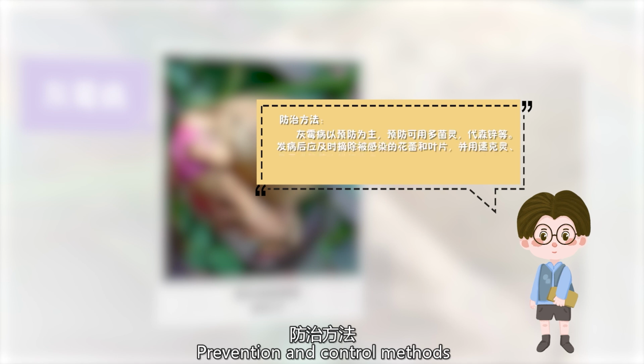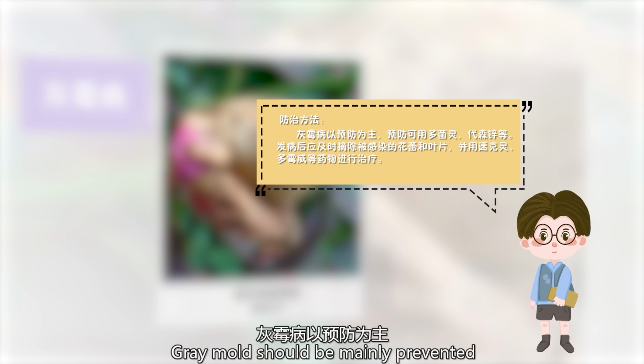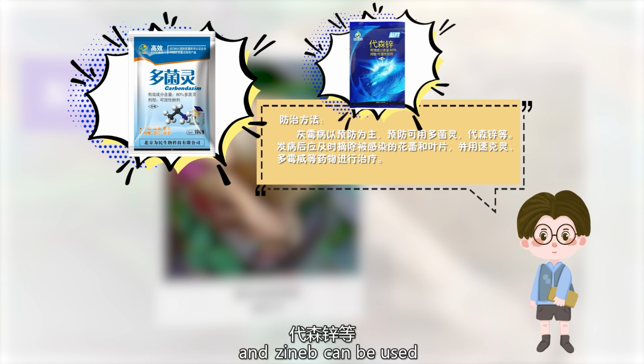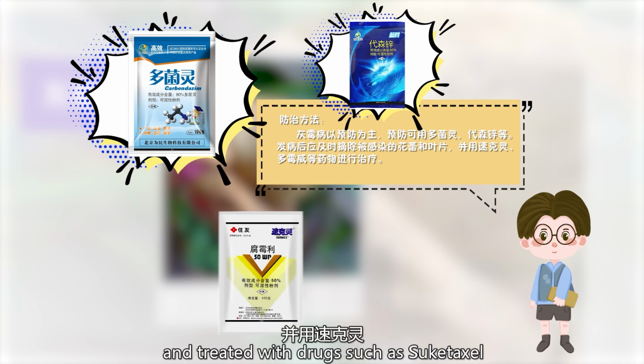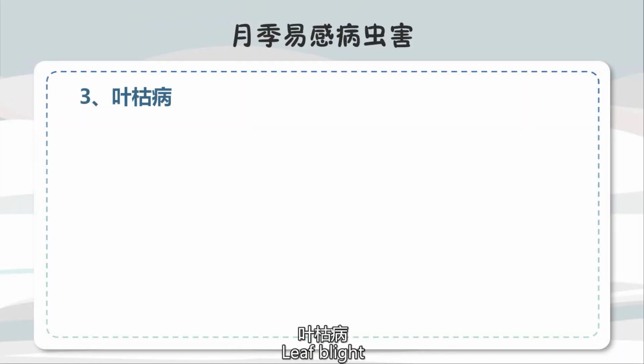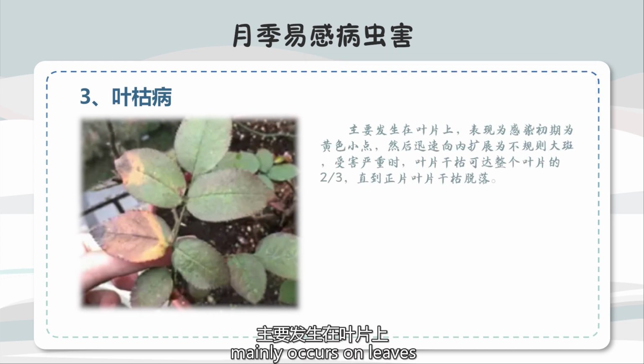Prevention and control methods. Gray mold should be mainly prevented, and preventive measures such as carbendazim and Zineb can be used. After onset of the disease, infected flower buds and leaves should be promptly removed and treated with drugs such as sancitaxel and carbendazim.